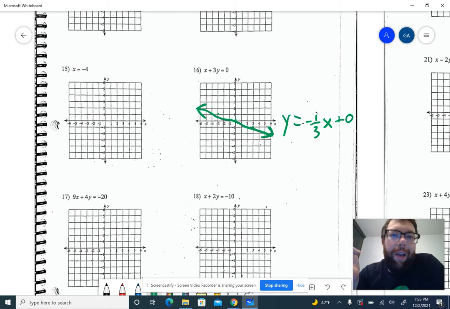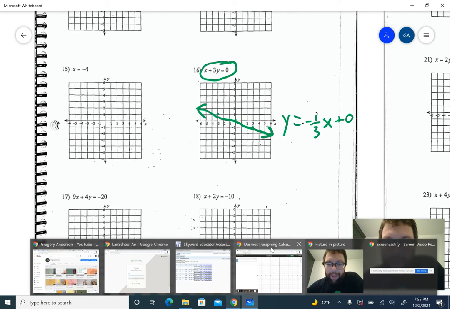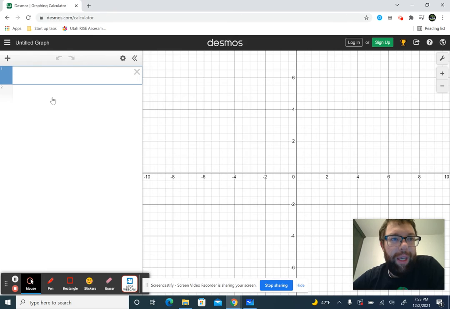So what if I wanted to graph that without having to do all that work? We're going to use Desmos. Desmos will do all that work for us. All we need to do is just type in what we have. So to use Desmos, there's a link on your Canvas homepage. There's a link to a scientific and a graphing calculator. You can click on it there, or you can just type in desmos.com/calculator. If you do that, you're going to come up on this screen here. Okay. Now, this is a graphing calculator.